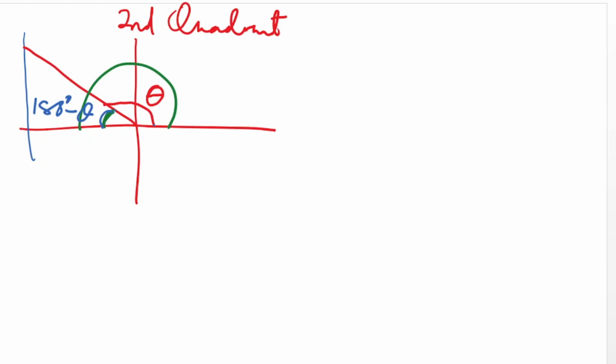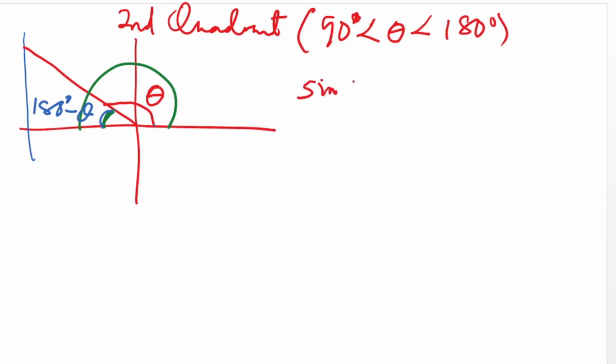And this quadrant is telling us that 90 degrees is less than theta, and theta is less than 180 degrees. So let's now check for sine theta. Don't forget, at this place y is positive and x is negative. This is theta, this is the opposite, this is the hypotenuse, which is 1, and this is the adjacent.